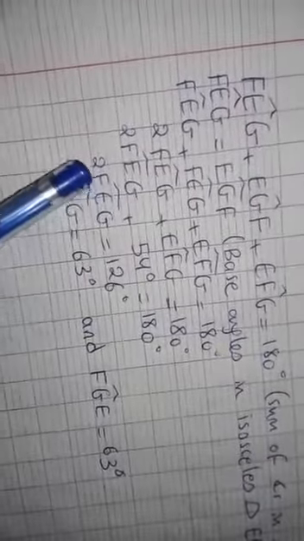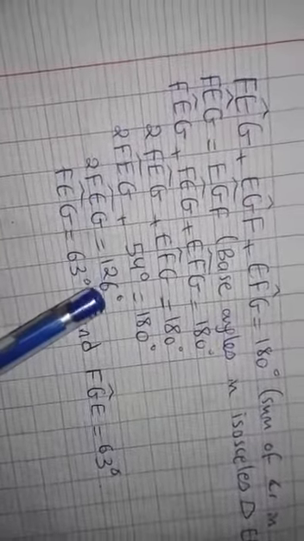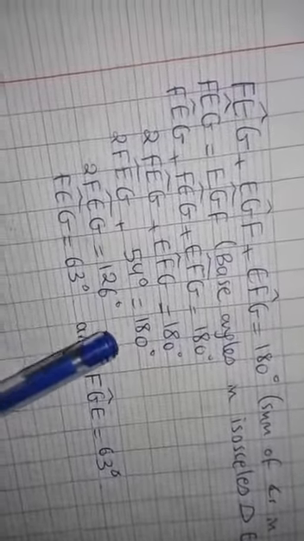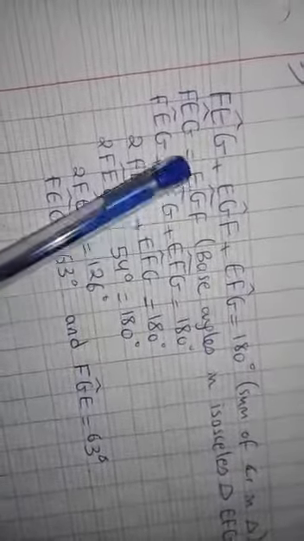So we arrived at 2FEG equal to 126 degrees. Then FEG multiplied by 2 gives me 126. What is FEG? It's 63. Or in other words 126 divided by 2 gives me FEG, which is 63. And FGE, if you look here, FGE or EGF equals FEG. So both of them equal 63 degrees.